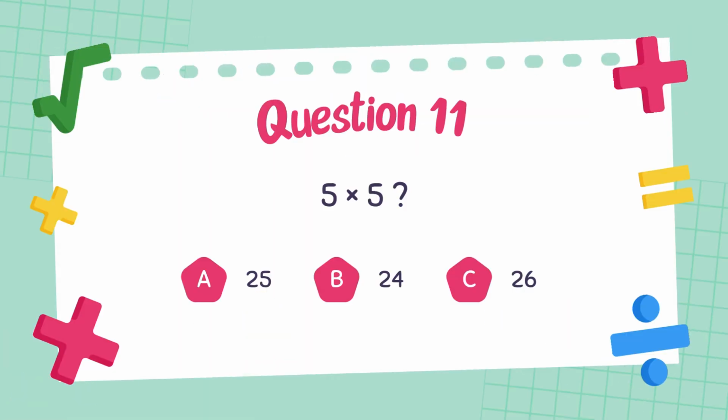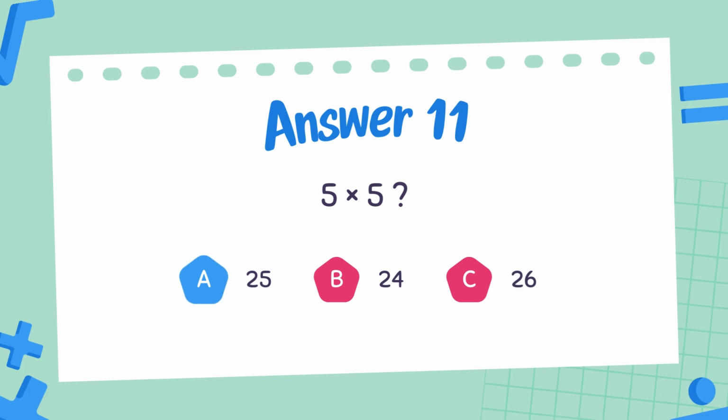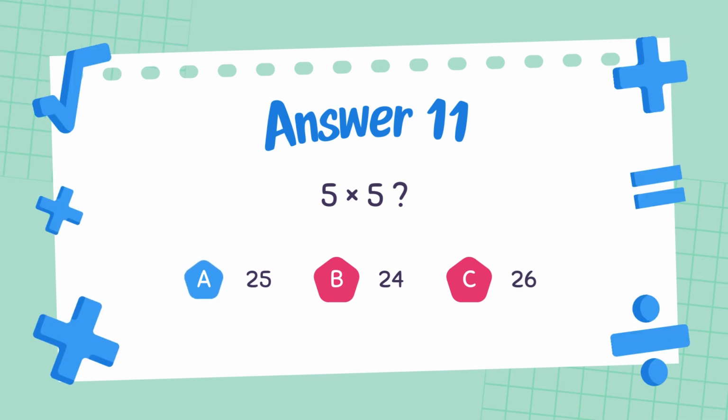Question 11. What is 5 times 5? Is it A, 25, B, 24, or C, 26? The answer is A, 25. You're really good at this.